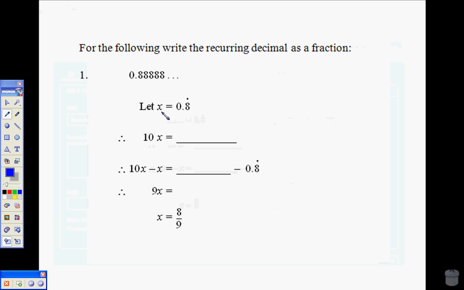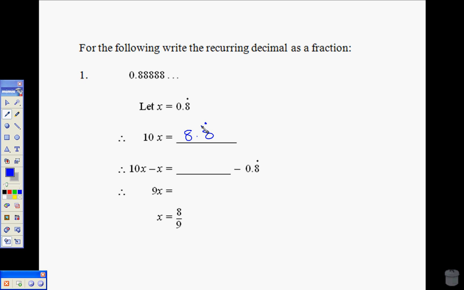So let x be equal to 0.8 recurring. So the 0.8 recurring, we can write like that. What I want to do is get rid of the fractional parts, all the things behind the decimal place. So if I play around with this, I can get 10x there. If I multiply x by 10, I have to multiply this side by 10. So I'm going to get 8.8 recurring.